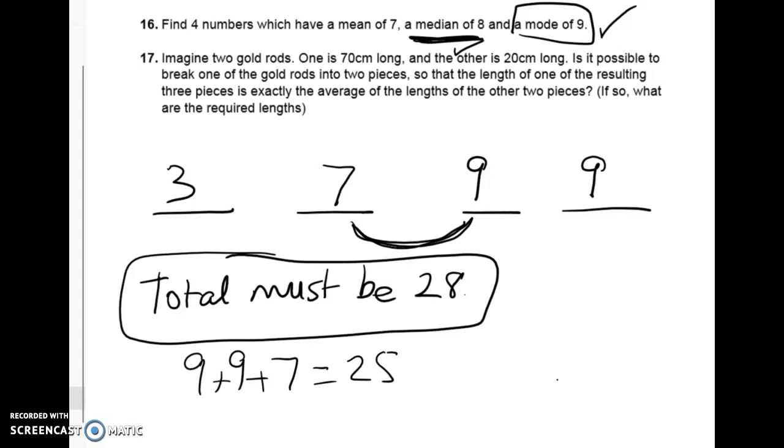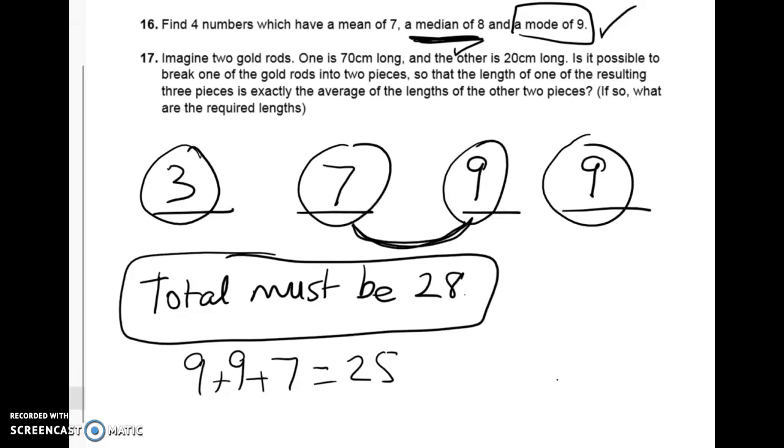Now let's go back, and when you get a question like this, you can always check your answer. So we've got 3 plus 7 plus 9 plus 9 gives me 28. So the mean is 7, the median's 8, and the mode is 9. Now you might want to just play around and check for yourself that there's no other combination that's going to work there.